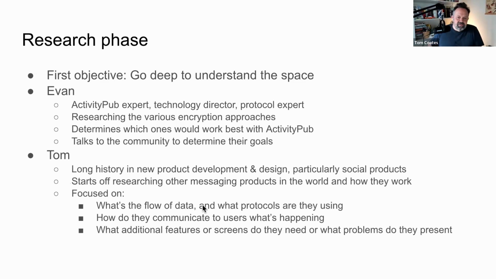So I was looking at flow of data. I went off and dug into a whole range of other clients and products. And the goal for me was, what's the flow of data? How's stuff moving around, keys and all that kind of stuff? How do they communicate to users what's happening, if they communicate to users what's happening? And what additional features or screens do these apps have above and beyond non-end-to-end encrypted messaging? Because obviously ActivityPub as a protocol has messaging as a core part of its functionality already, and many clients out there already support it. So if we go to next.